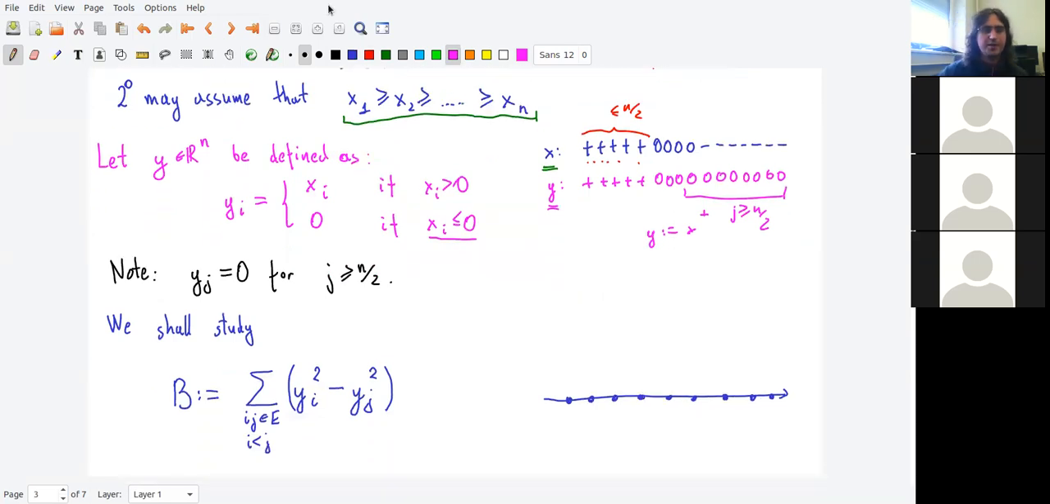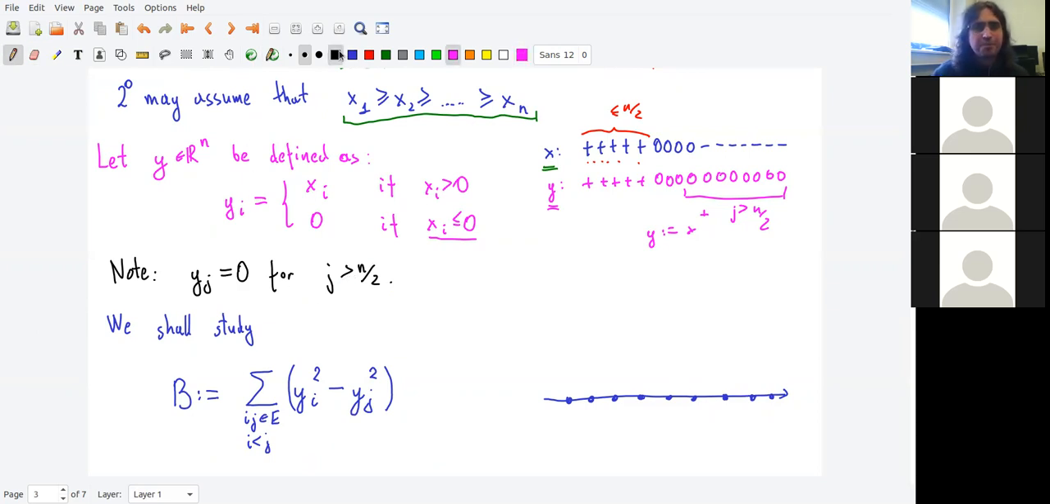So now the main idea. Shouldn't this inequality, j greater or equal to half, be strict? You're asking difficult questions. You are probably right. Yes, thank you.